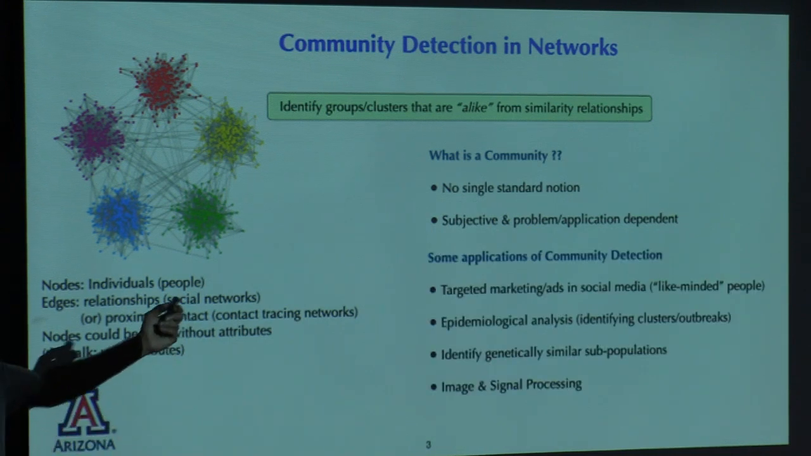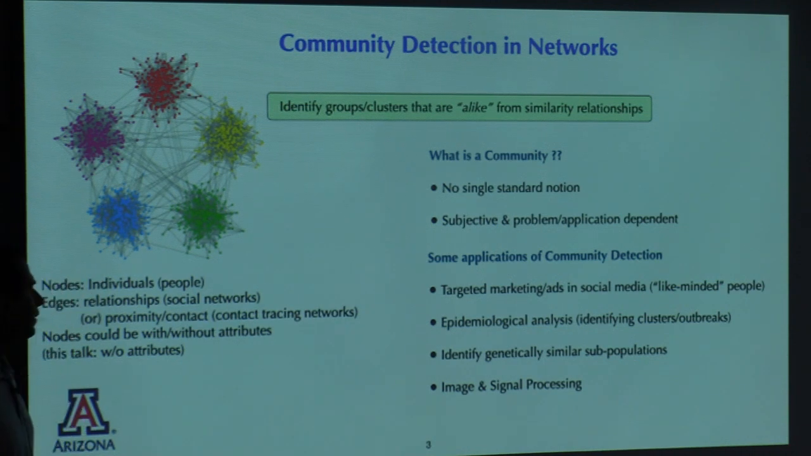There are a variety of applications of community detection. Companies like Facebook and others always strive to do targeted marketing, make more impact for the marketing revenue that they get, and make their clients happier. For social media, in epidemiological analysis, identify clusters and outbreaks. In genetics, people use these kinds of networks to identify similar subpopulations for different treatment effects and so on. And of course, in image segmentation, signal processing.